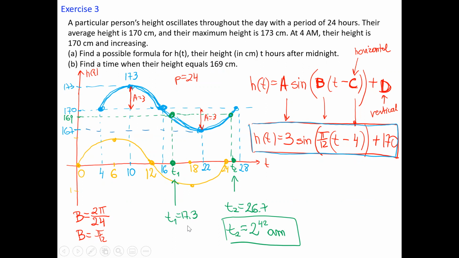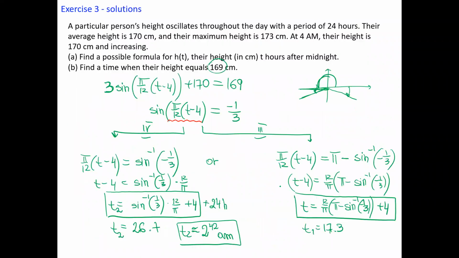And it will be like 16 is 4 p.m., 17 will be 5 p.m., and 0.3 is around 20 minutes. Okay, 5 p.m. and 20 minutes. Makes sense. But just not to be confused that I did add 24 hours to this one, because if I calculate just this quantity, what I will probably get is 2.7.